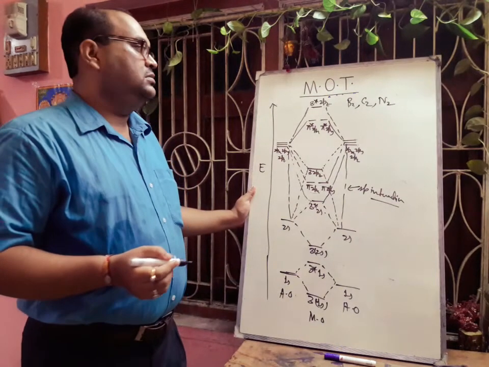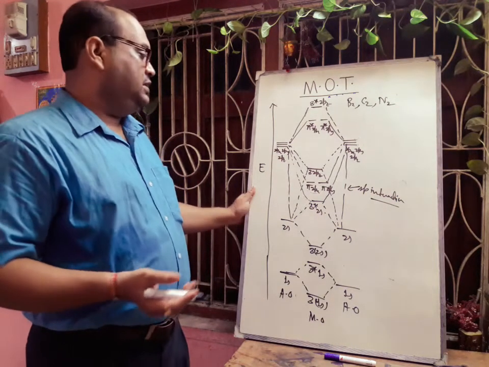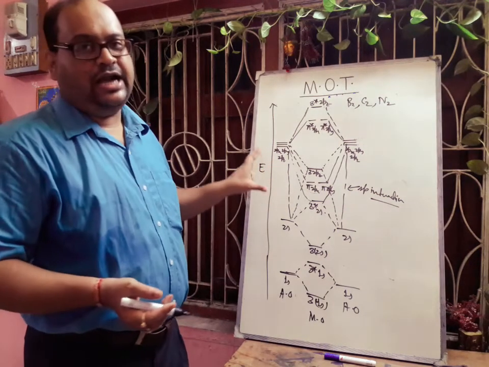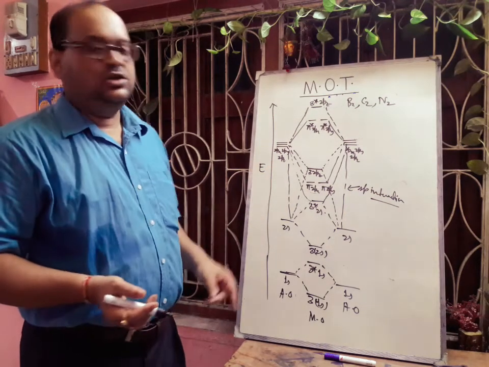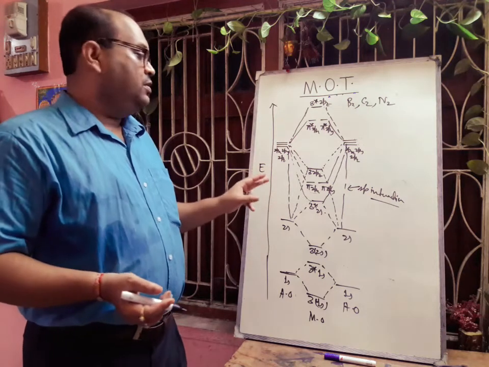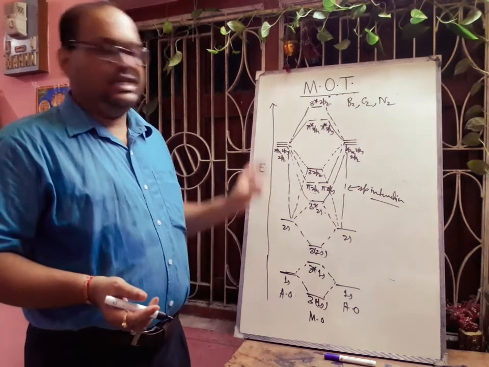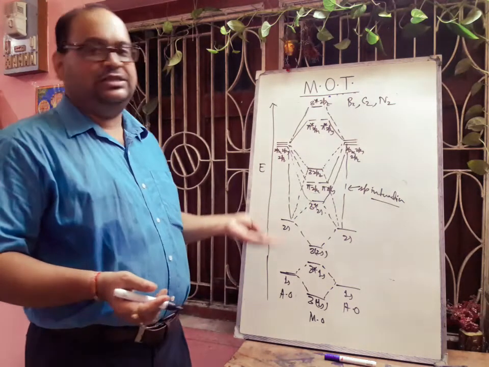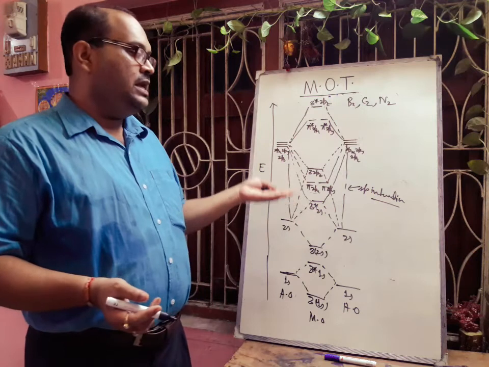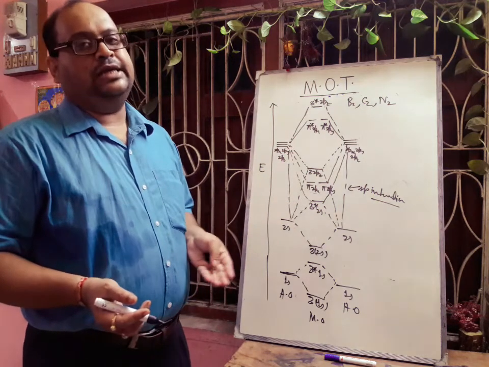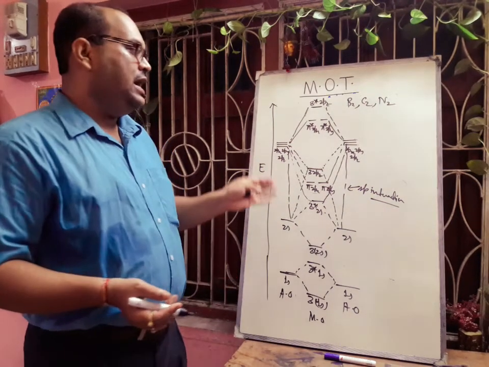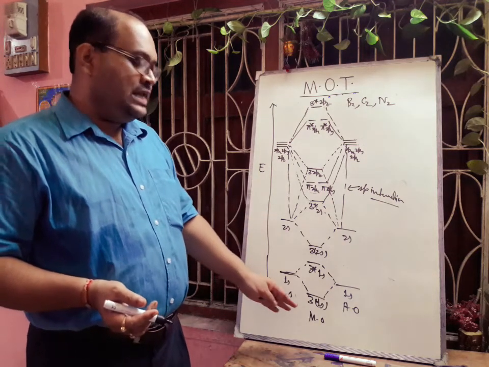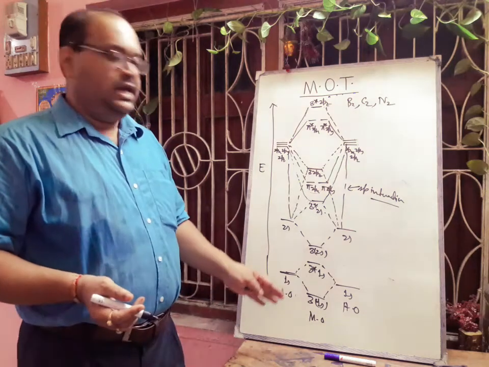But after nitrogen, this energy gap between the 2s and 2p atomic orbitals increases. So there will be no sp orbital mixing or sp interaction, and we will observe the regular trend. Sigma will be more stable and will remain at the lower energy level, and pi will be at the higher energy level.